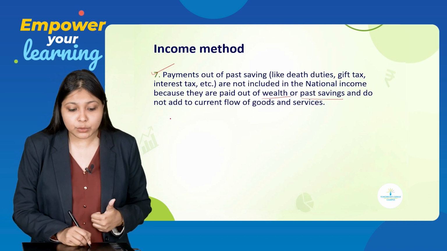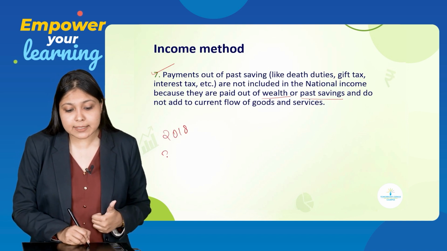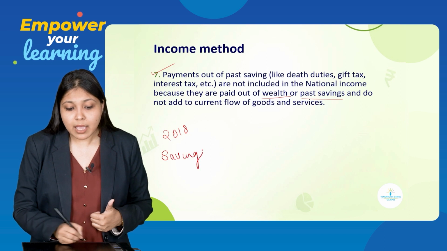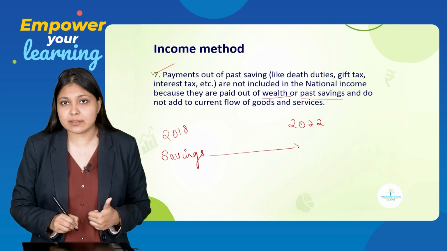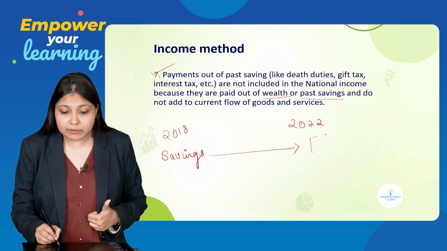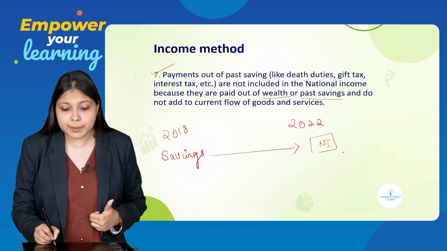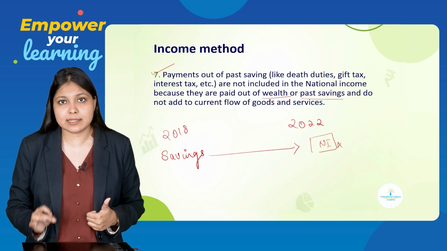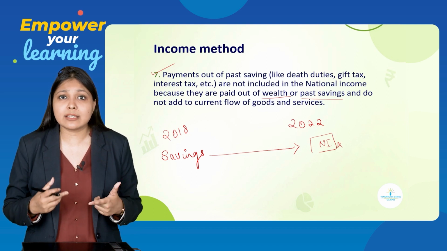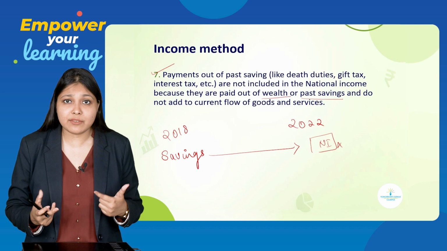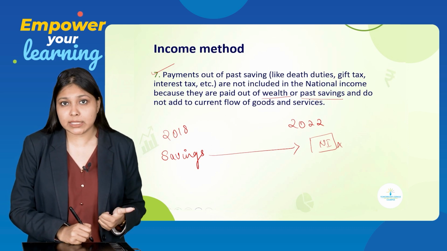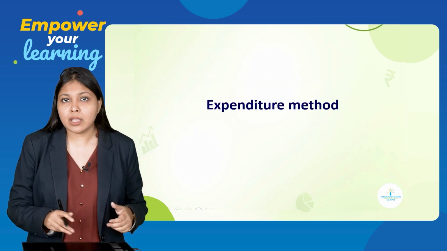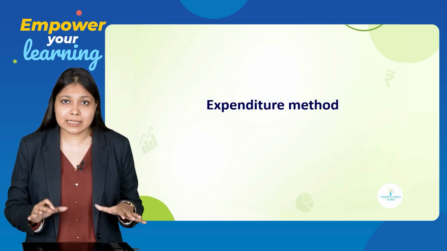For example, in 2018, you have made some savings, and in the current year, that is 2022, you are spending these savings. So in 2022, when we calculate national income, you will not be including this transaction, because here the transaction has been done out of past savings and past wealth. Such transactions are not included in national income. So, that's it with the income method.